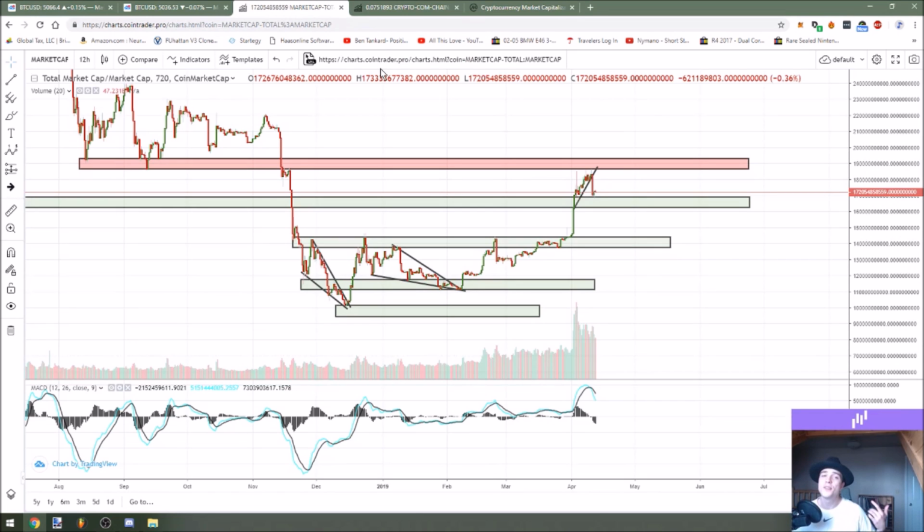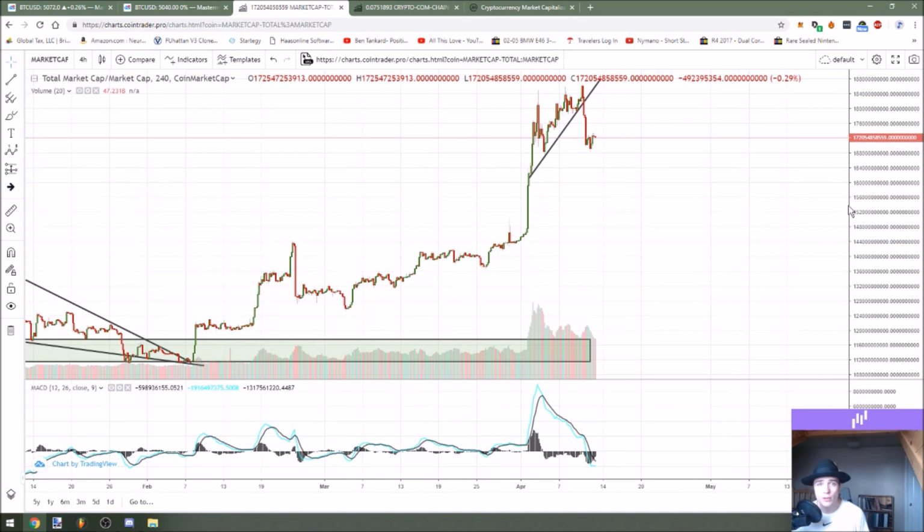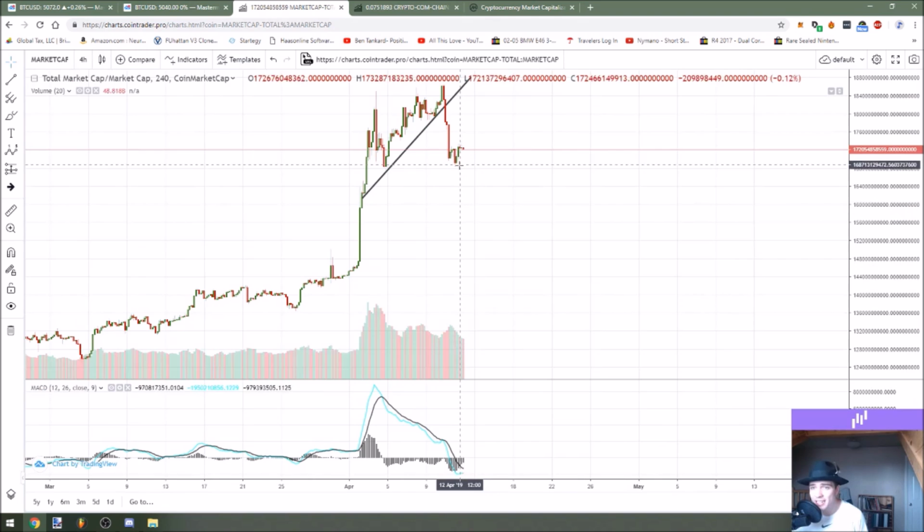Before we go ahead and do that, let's talk about the total market cap as always, which really hasn't seen that much of a change from yesterday's video. If we drop time frames to the 4-hour, we did get a mini bounce right here, but it's already starting to reject and doesn't look super strong.